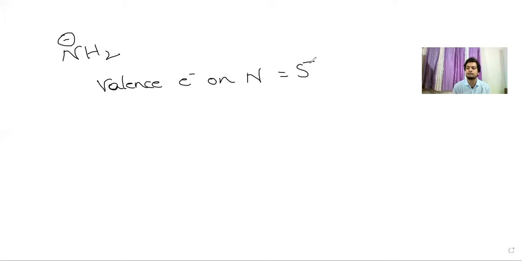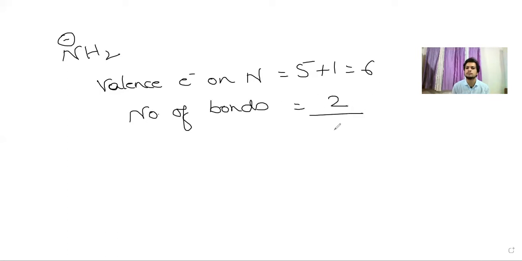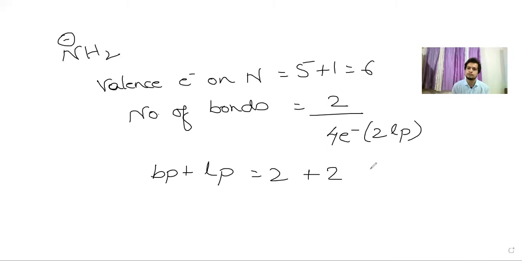Let us take some other molecules, like one anion, NH2 minus, the amide ion. Again, the number of valence electrons on nitrogen is 5. It has a negative charge, so plus 1, equal to 6. Number of bonds is 2. 6 minus 2 is 4, which means 2 lone pairs. So 2 bond pairs and 2 lone pairs. Total is 4, which means tetrahedral.